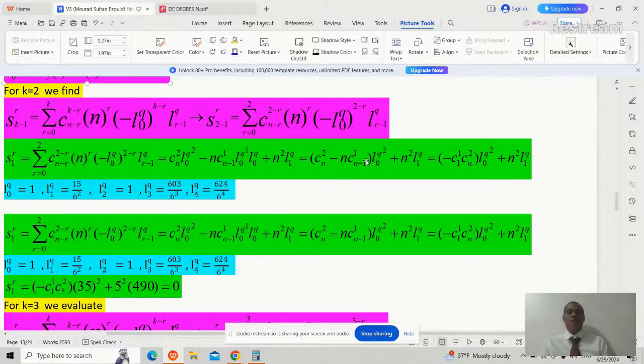After simplifying these terms, you will get this: one minus combination 1 choose 1, because it is S1. And the subscript is an odd number, that's why the negative sign should appear here. Then combination n choose 2, the square of L0 for the Q plus n squared L1 for the Q.